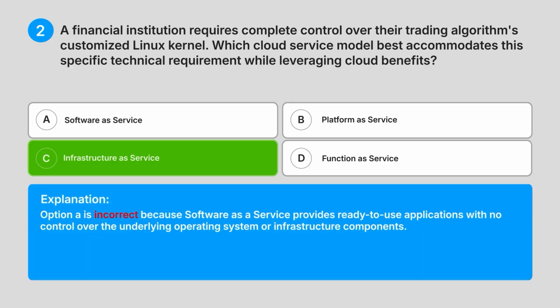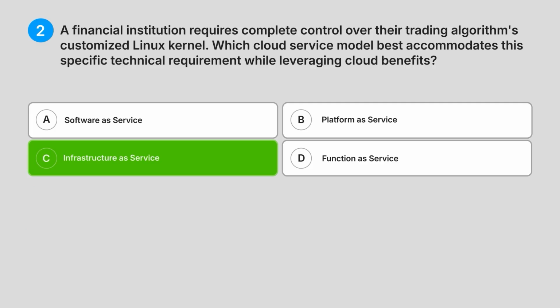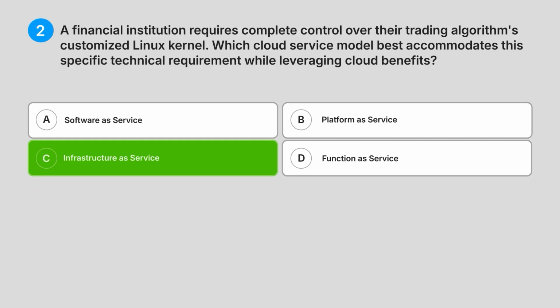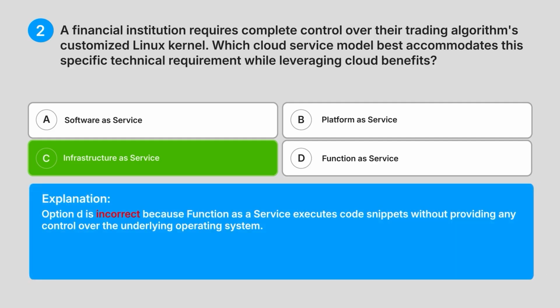Option A is incorrect because software as a service provides ready-to-use applications with no control over the underlying operating system or infrastructure components. Option B is incorrect because platform as a service manages the operating system for you, preventing custom kernel modifications or specialized operating system configurations. Option D is incorrect because function as a service executes code snippets without providing any control over the underlying operating system.